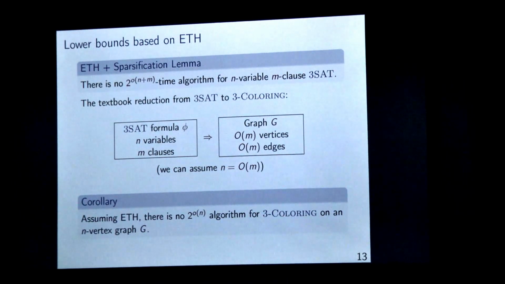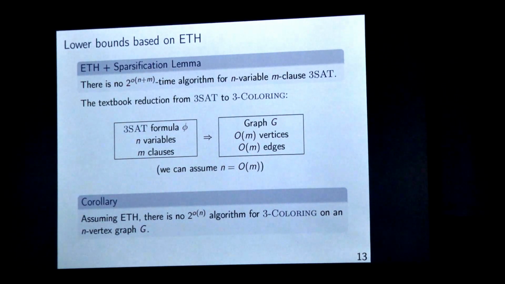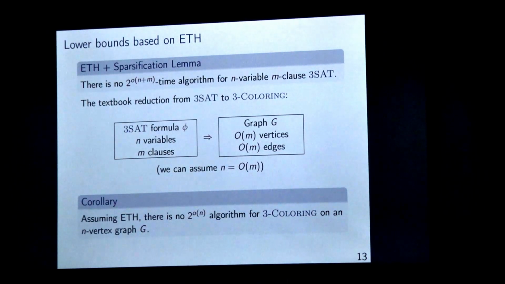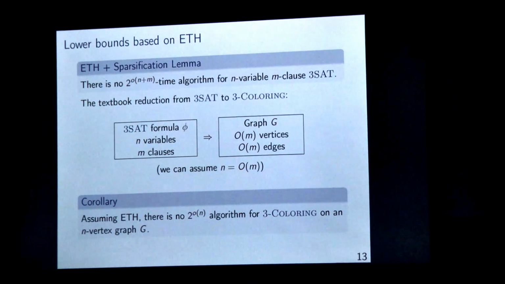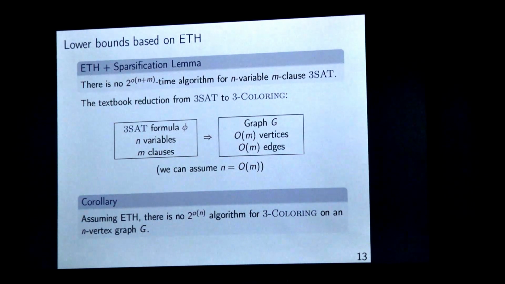So assuming ETH, there is no 2 to the power little o of n algorithm for 3-coloring on an n-vertex graph G. This 3-coloring phenomenon, where we saw a 2 to the power big O of root n algorithm on planar graphs, we cannot hope to make such an algorithm in general graphs. We cannot even hope to make an algorithm with 2 to the power big O of n divided by f(n), where f(n) is some monotonically increasing function, however slow, like log star. You cannot hope to make such an algorithm. This is what this statement tells us.